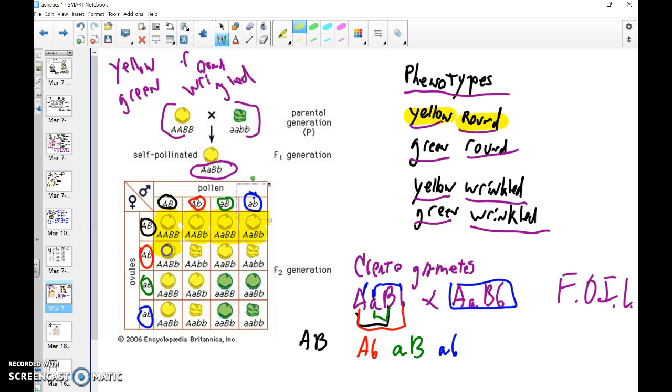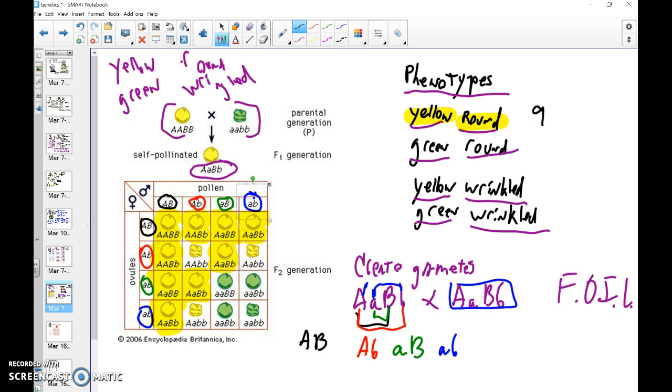And then the same thing is true here, here, here, here, and here. So there's actually 16 boxes here. And out of the 16 boxes, 9 are yellow and round.